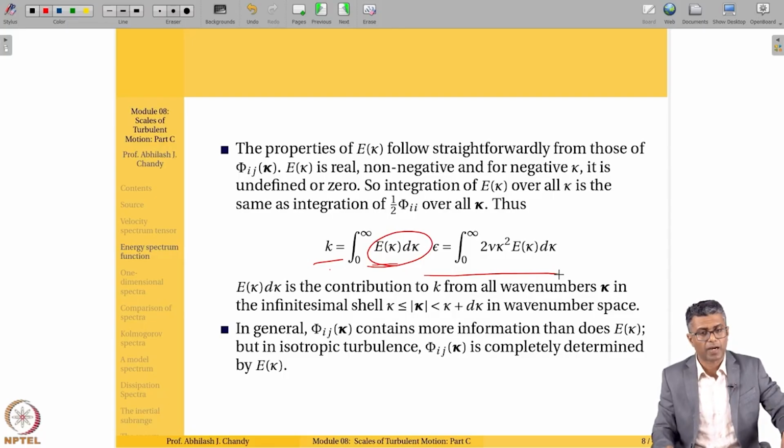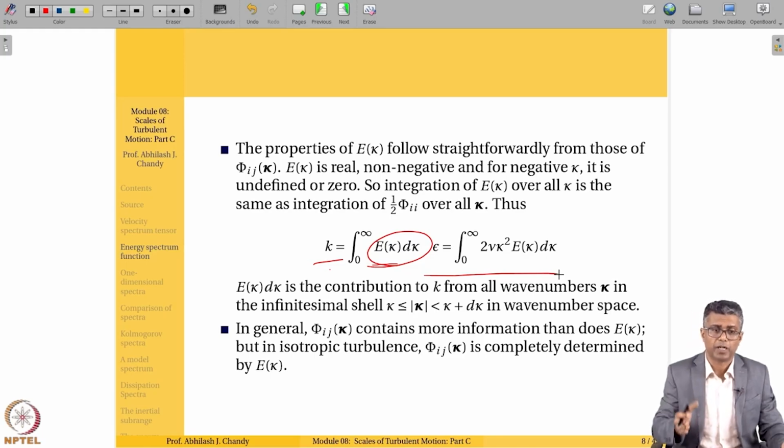So we started with the velocity spectrum tensor. We saw that it had a lot of information, so we wanted something simpler, and then we went on to the energy spectrum function and eventually into kinetic energy and dissipation. So in the next class, now that we have had the energy spectrum function, we will use that to define the 1D spectra. We will compare the spectra in the different directions. We will look at the Kolmogorov spectra and eventually the model spectrum as well. Thank you.